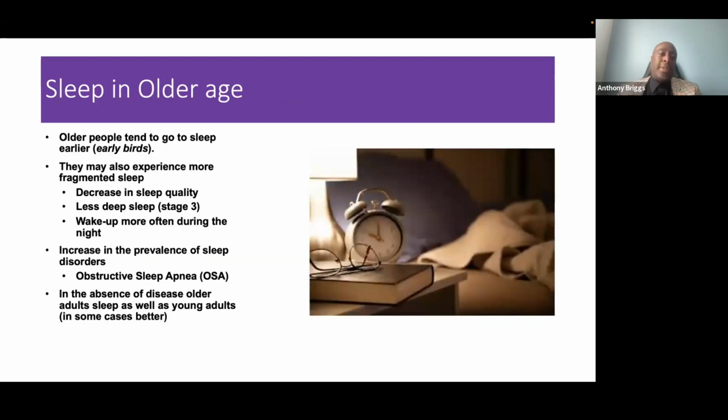Sleep in older age. Older people tend to go to sleep earlier. They may also experience more fragmented sleep, a decrease in sleep quality, less deep sleep, stage 3, waking up more often during the night, and an increase in the prevalence of sleep disorders. After age 60, nighttime sleep tends to get shorter and lighter and more interrupted by multiple awakenings.